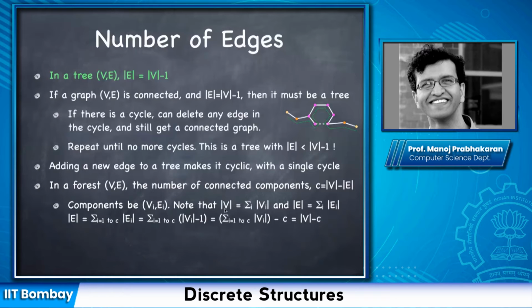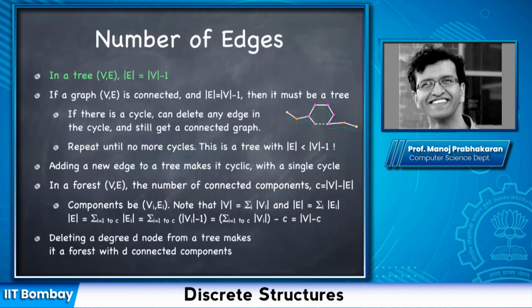You write your graph in terms of the various connected components, the disjoint union of various connected components, and in each connected component it holds that the size of E_i is the size of V_i minus 1. So altogether, over all the connected components, the size of E is the size of V minus the number of connected components. Okay.